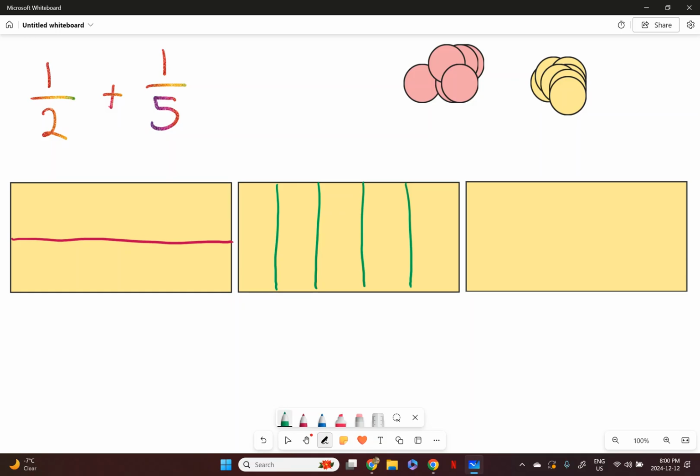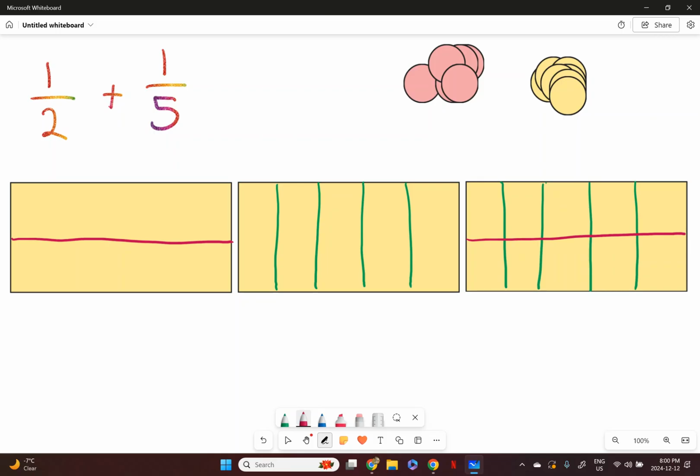The next thing we're going to do is overlay those two pieces. So on my third one, this is sort of where I'm merging them together. So I have my fifths, but I also am going to add my halves. And that's why it has to go two different directions, because I'm going to be breaking it into smaller pieces.